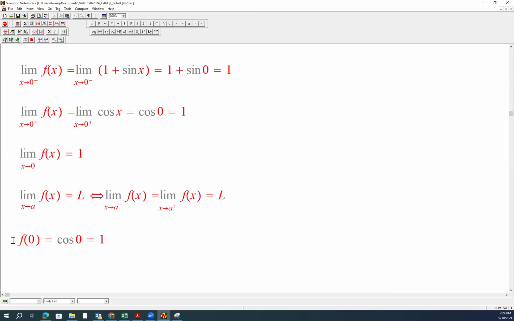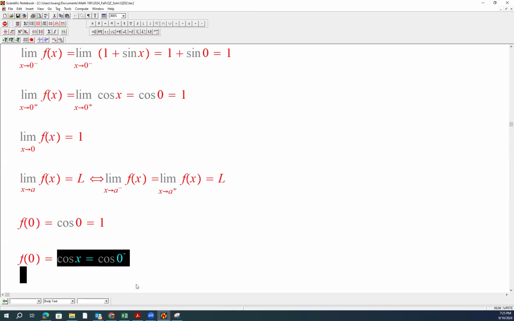I found some mistakes. Some people write it this way. Some people read it this way. Oops. If they write f of 0, they write f of 0 equals cosine x equals cosine 0. I view this as a careless mistake, because cosine x is the entire function, which is defined on the entire number line, and cosine 0 is just one number.